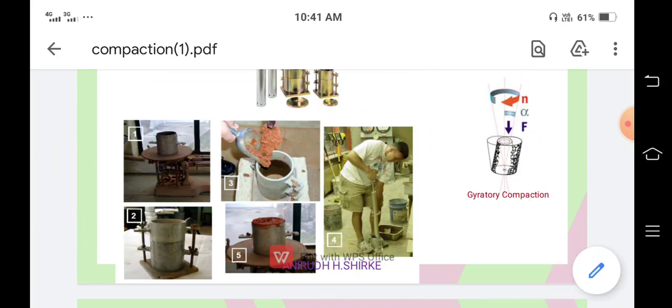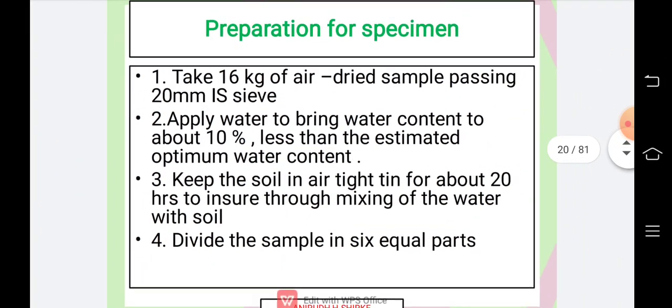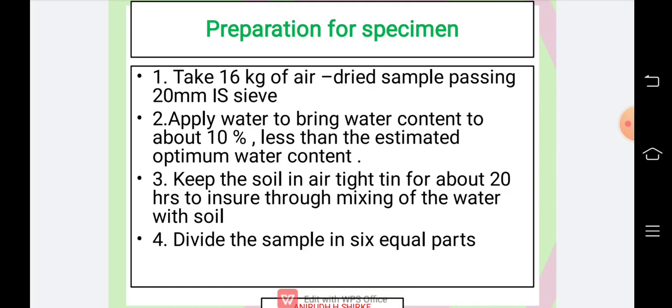So the first part is the preparation of the soil sample. For this, we take 16 kg of soil which passes through a 20 mm IS sieve. Then, to this 16 kg of soil, we add a certain quantity of water. Let us consider 10% of water, which should be less than the estimated optimum moisture content.